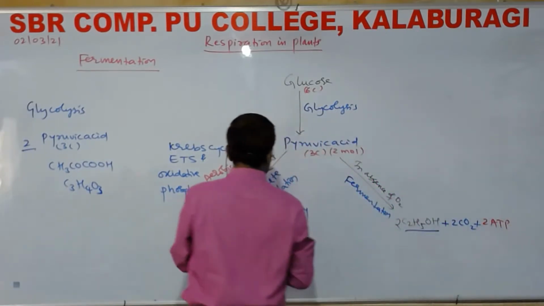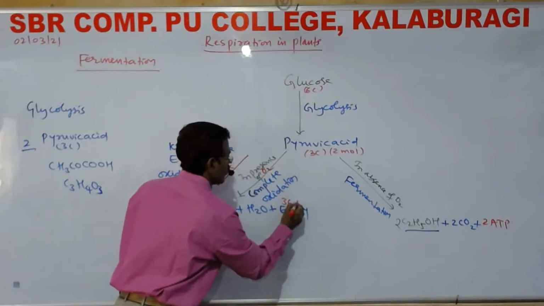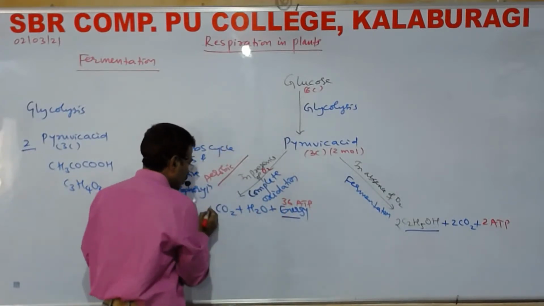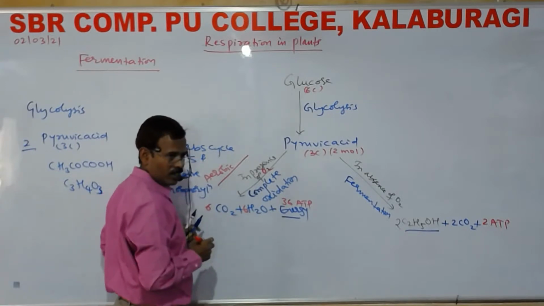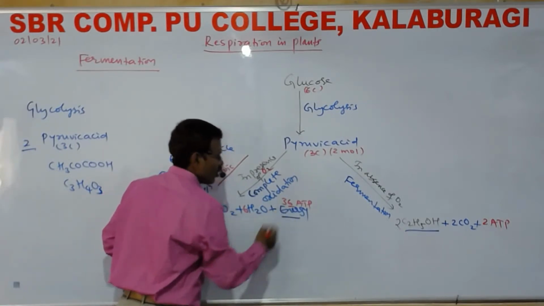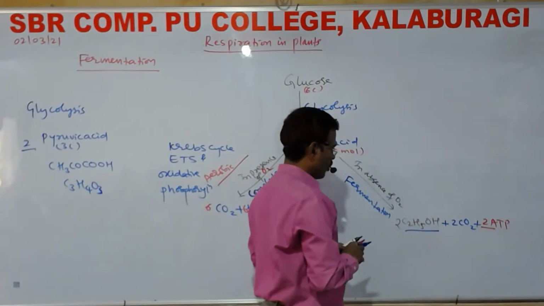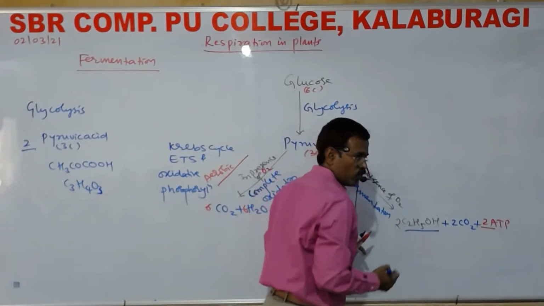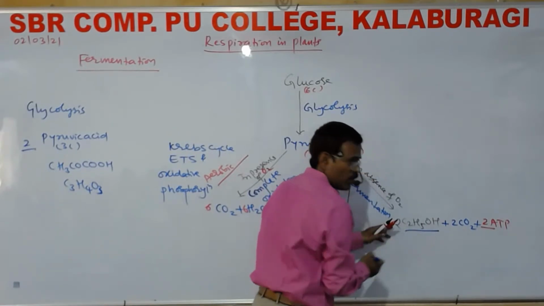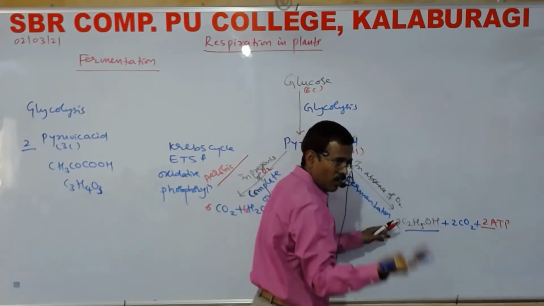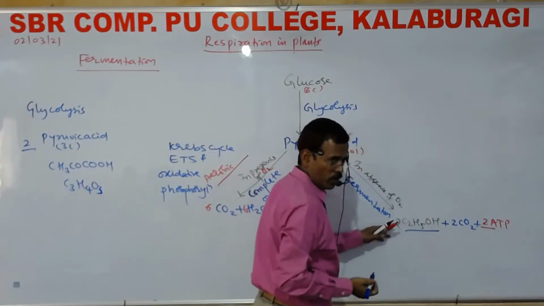So here is more energy, that is 36 ATP molecules. Usually 6 carbon dioxide and 6 water are formed. More energy is released. So here less energy, that is only 2 ATP molecules, is produced. So ethyl alcohol is formed. So this is one product. If it is alcoholic fermentation, then ethyl alcohol is produced.